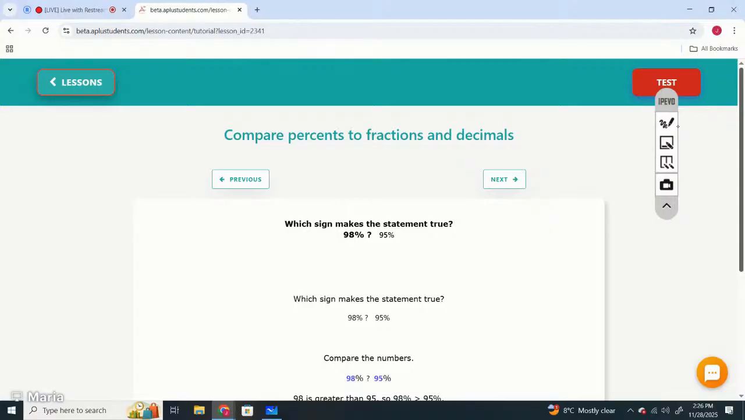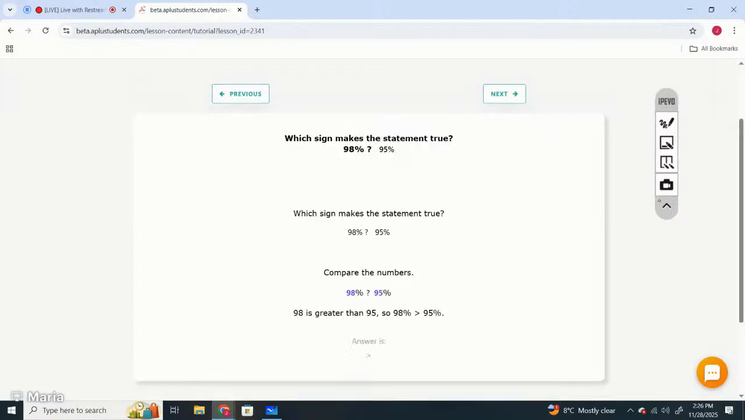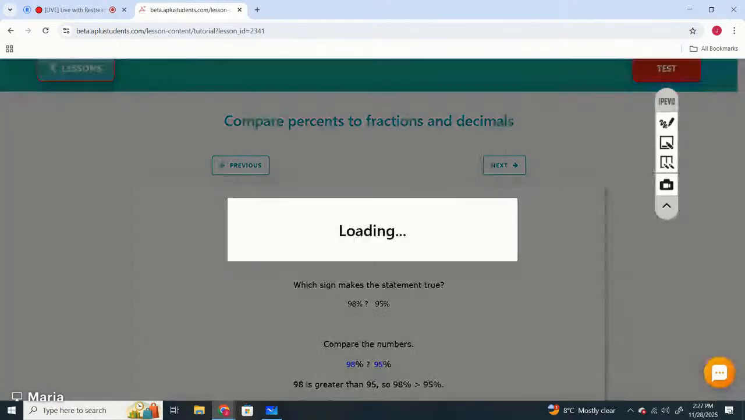Which sign makes the statement true? 98% and 95%, right? So we need to compare. Both of them are in the same form, that is percentage. So 98% is greater than 95%. Let's just start with the test questions.